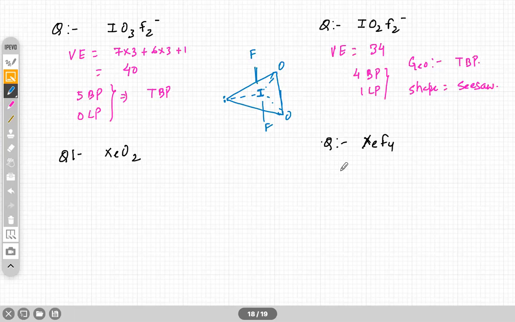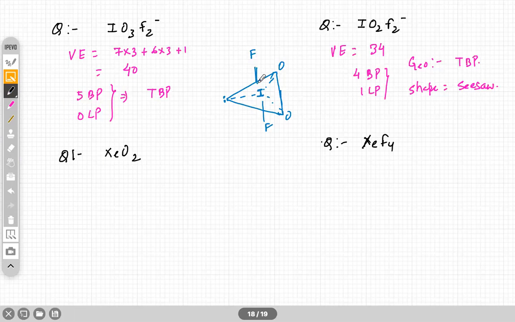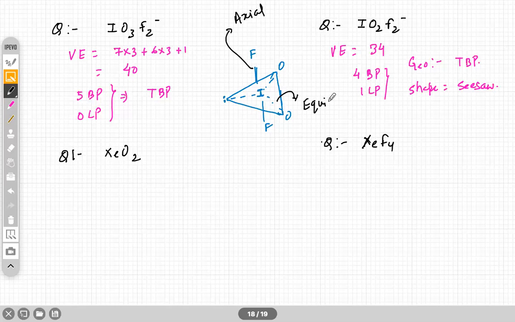One more thing is important here, I'll just explain it here only. In trigonal bipyramidal geometry, there are two types of bond length, okay? This bond is the axial bond. Write down here. These two bonds, IF two bonds we have, this is axial bond. And these three bonds, 1, 2, and 3, these are equatorial bonds.